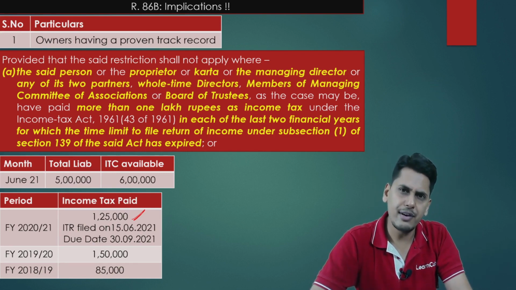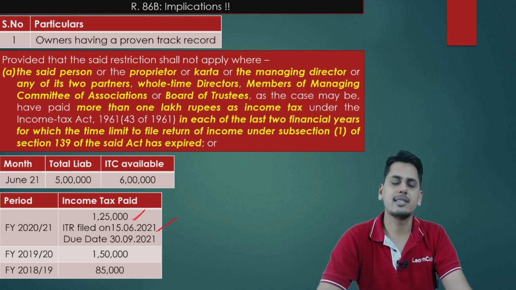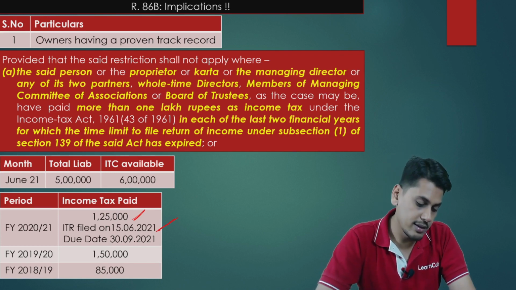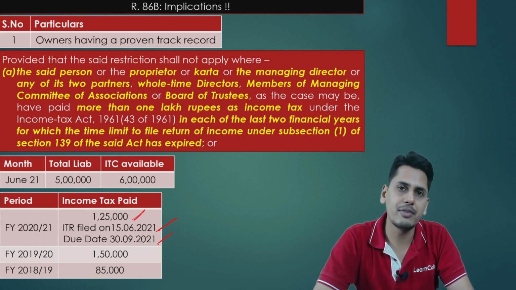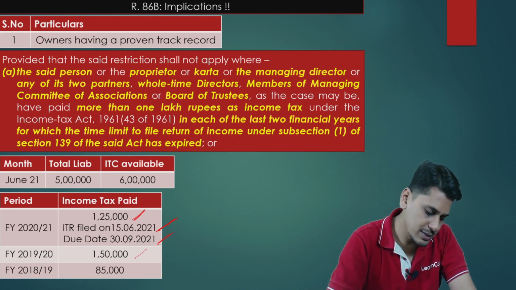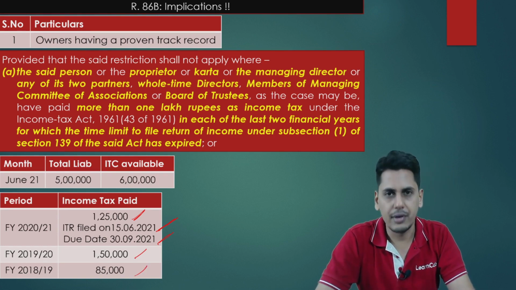Now friends, the fact is, ITR is filed on 15th of June itself. Proactive assessee files income tax returns on 15th of June. The due date of ITR is 30th of September. For 1920, he has paid income tax of 150. For 1819, he has paid income tax of 85.